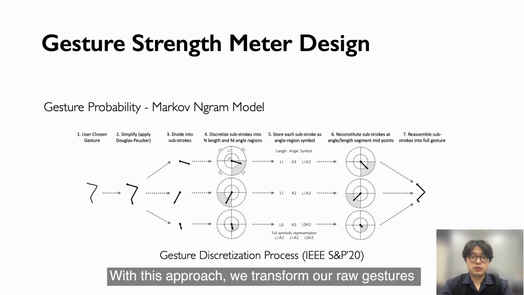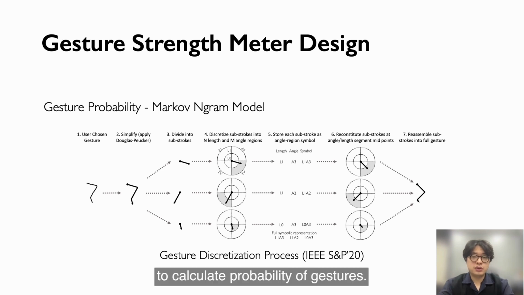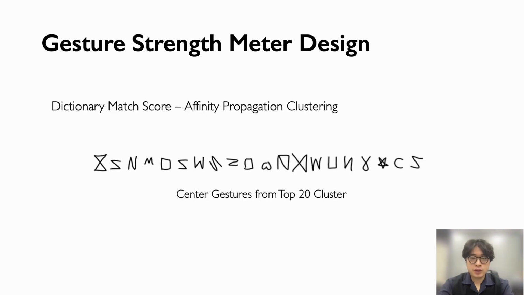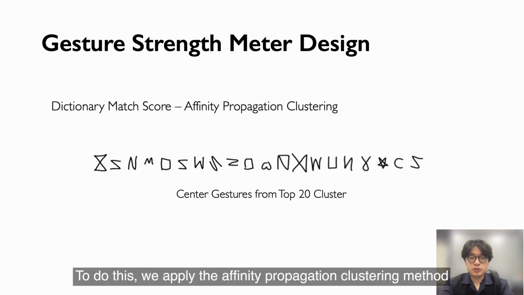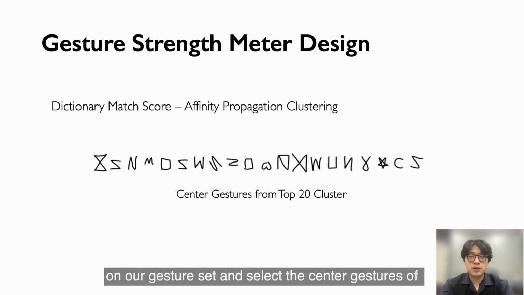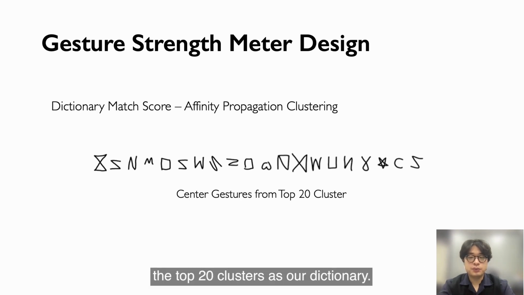With this approach, we transform our raw gesture into symbols and train them with a 2-gram Markov model to calculate the probability of gestures. Next, we estimate gesture strength with resistance against a dictionary. To do this, we apply the affinity propagation clustering method on our gesture set and select the center gesture of the top 20 clusters as our dictionary.